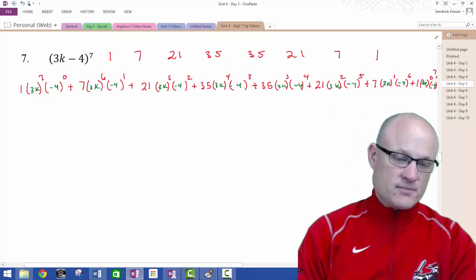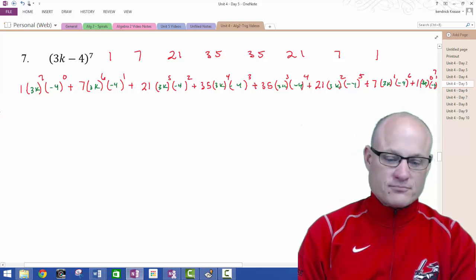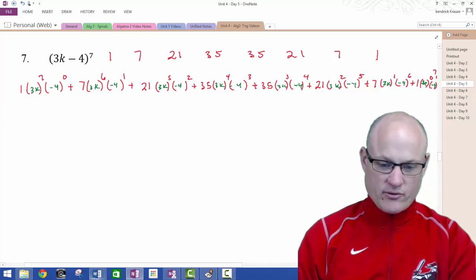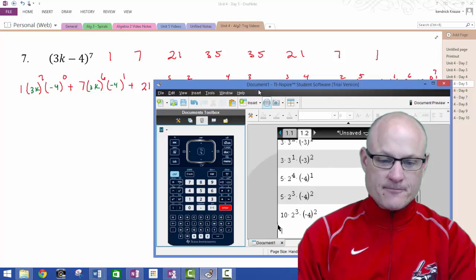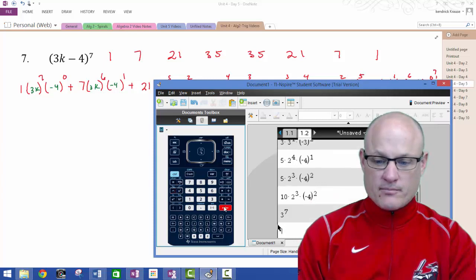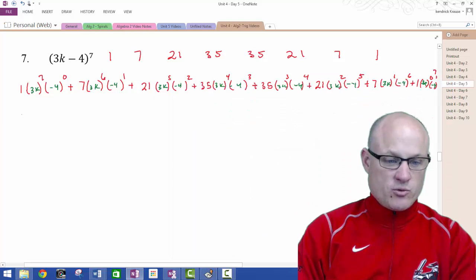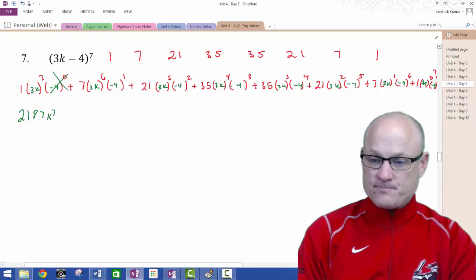All right. Sure, that counts. Even I don't know what 3 to the 7th power is. It's probably somewhere around 729. So, 3 raised to the 7th power. Ooh, 2187. So 2187 K to the 7th. Oh, yeah, we forgot to get rid of the zeros.